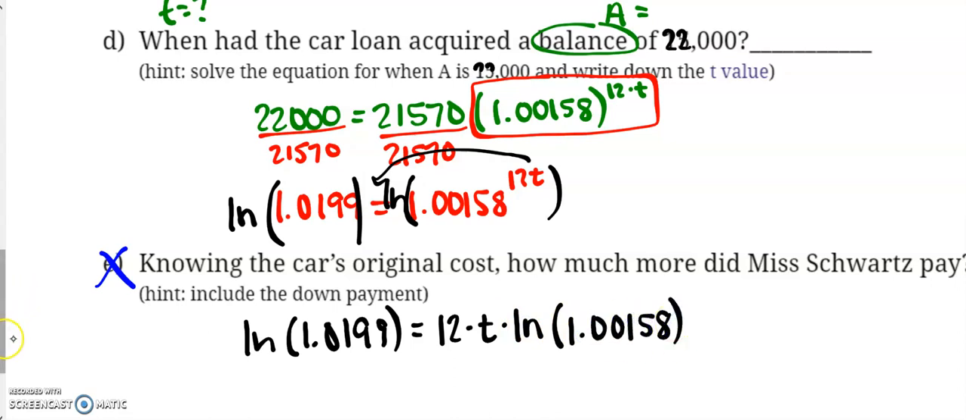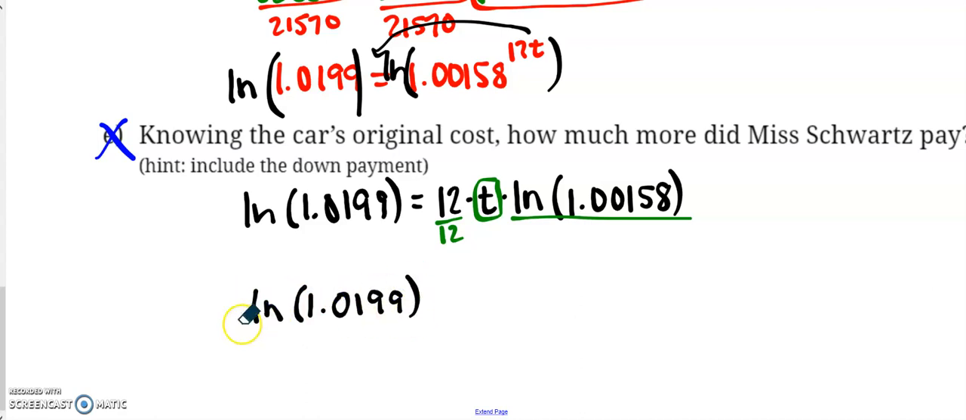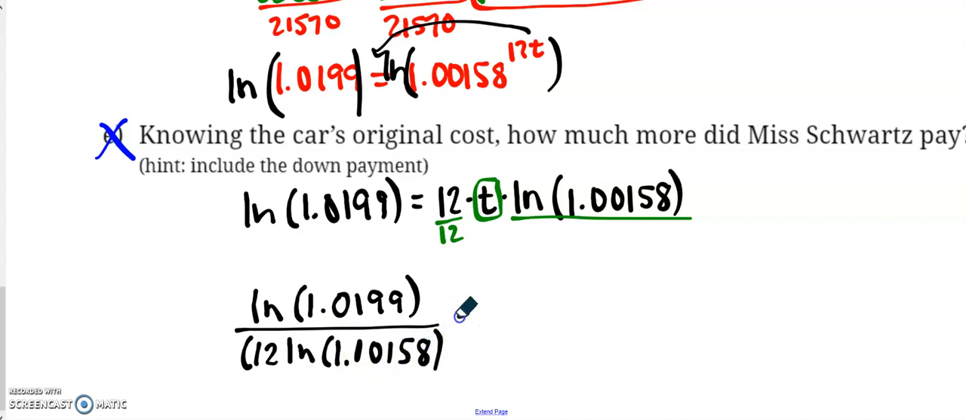So I get 12t times the natural log of 1.00158. So in this whole mess, remember the question was when. So I am trying to solve for t. So I'm going to need to divide by 12. I'm also going to need to divide by this natural log. So the easiest way to do that is to do it all at once. The natural log of 1.0199 divided by, we said we needed to divide by 12, and we needed to divide by the natural log of 1.00158. And when I did that in my calculator, t was 1.0400.